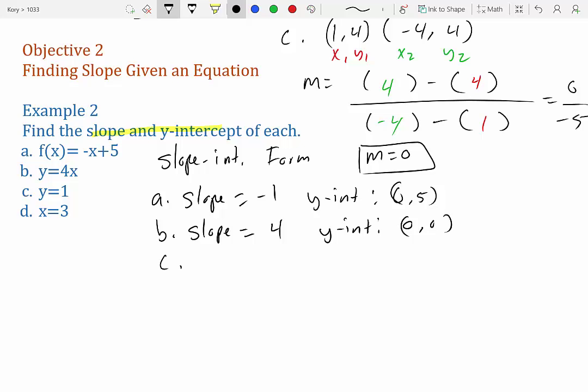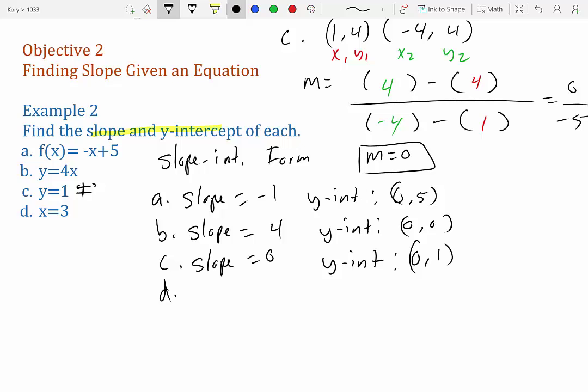Now for C, we need to figure out what kind of line we are working with. It's y equals a number, that is a horizontal line. And if something is horizontal, it's flat. It doesn't have a slope. So our slope is 0, and our y-intercept, where do you think it crosses the y-axis? Well, it crosses it at (0, 1). Because if you were to graph this, that's where you would plot that point.